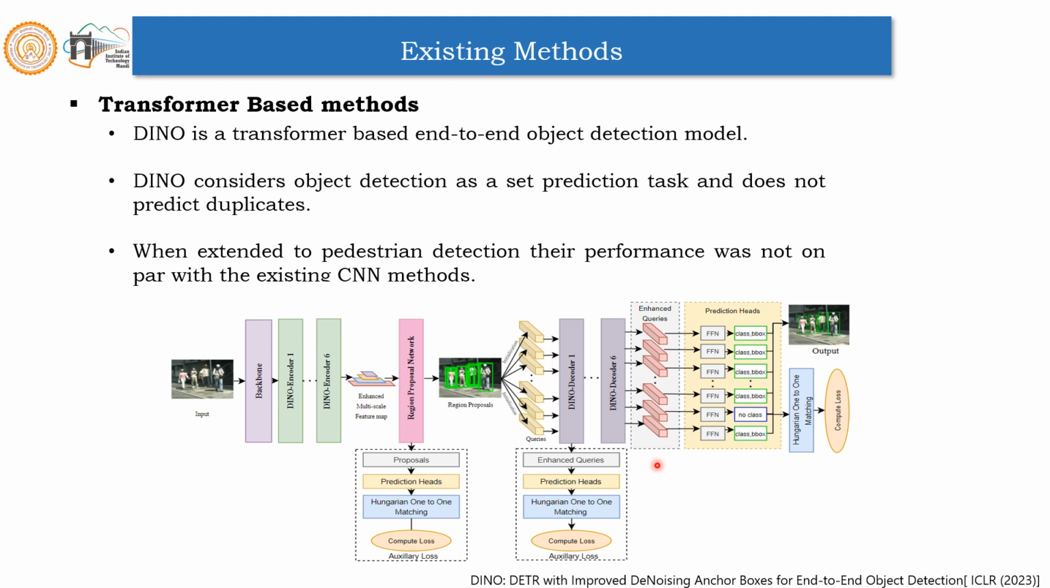In order to achieve this feat of not predicting any duplicates, the whole transformer network is trained using a Hungarian one-to-one matching algorithm, where it tries to match one prediction to the ground truth, and the network is trained in such a way that it does not predict duplicates.